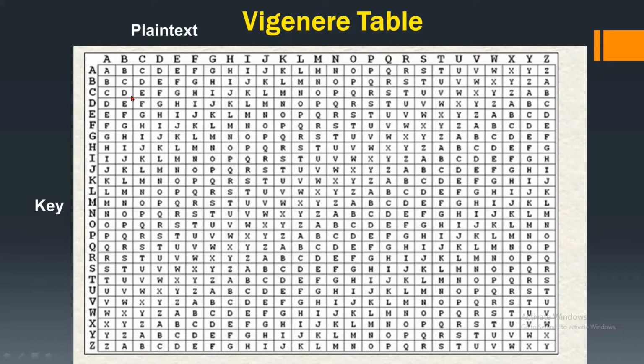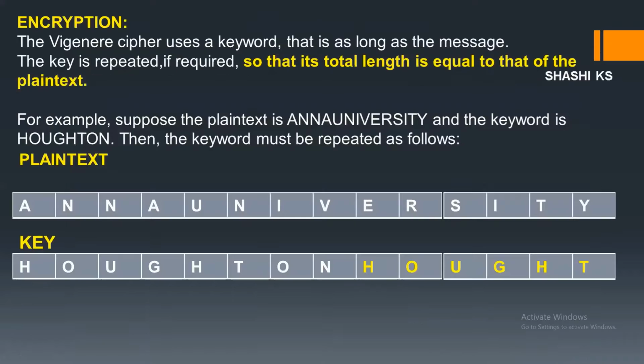Starting from the second row, each row has the letters shifted left by one position in a cyclic way. Cyclic way means you can see that in the second row, B occupies the first position, C occupies the second position, D occupies the third position, and A occupies the last position because the elements are filled up in a cyclic way. Like this, we fill up all the elements of the Vigenere table. The first row is a Caesar cipher with a shift of 0, the second row a shift of 1, the third row a shift of 2, and so on.